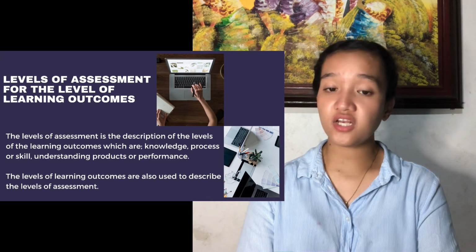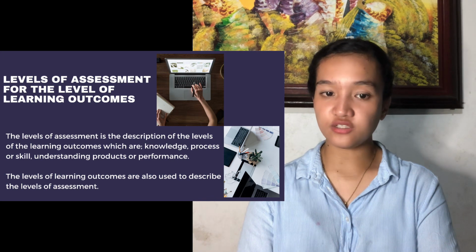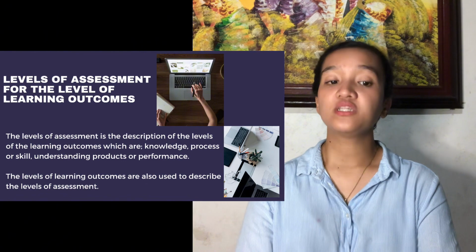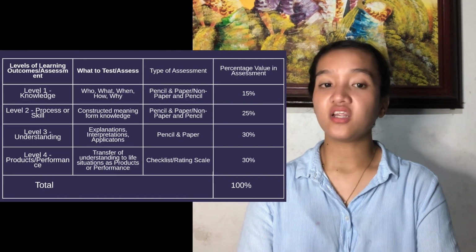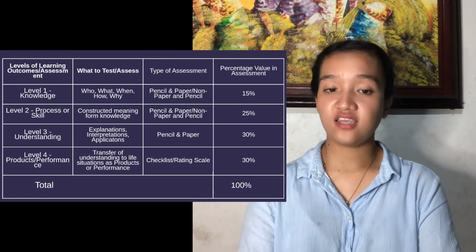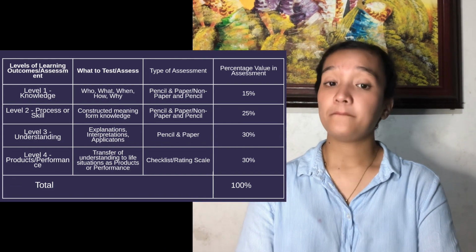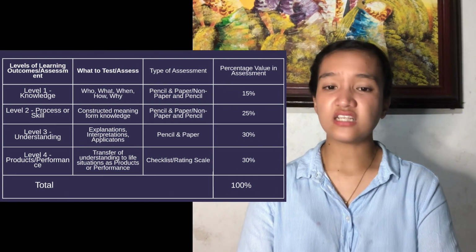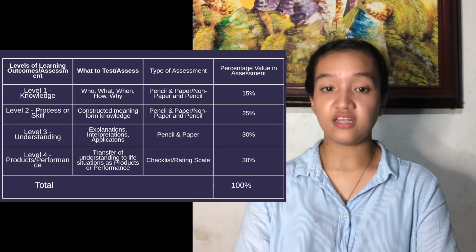It is the description of the levels of the learning outcomes, which are knowledge, process or skill, understanding, and products or performance. So the levels of learning outcomes are also used to describe the levels of assessment. First, we have the knowledge, level 1, which we assess with WH questions. The type of assessment is pencil and paper or non-paper and pencil. Its value in assessment is 15%.